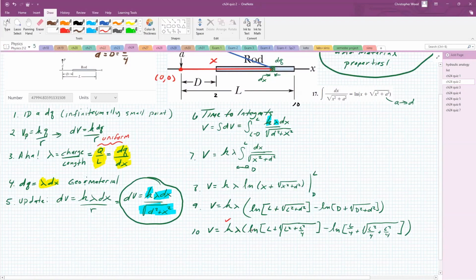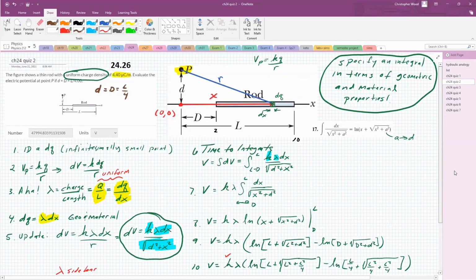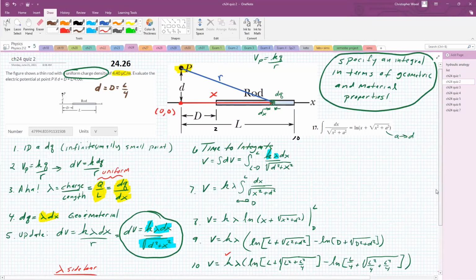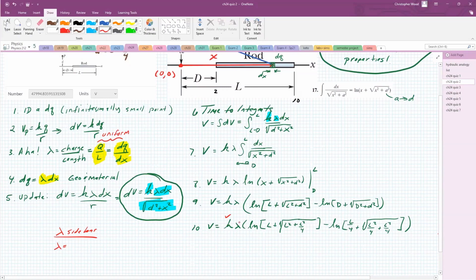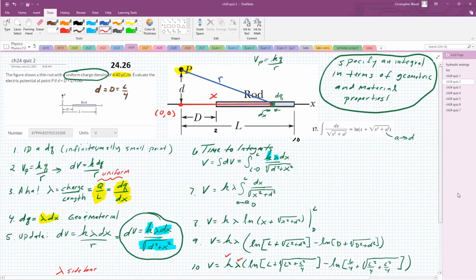Do I know the value of lambda? I do. Little lambda sidebar. Lambda is charge per length. And because this is uniformly charged, lambda is charge... Unless, did they give us lambda? They did. So I don't even need a sidebar. I know lambda, it's 4.4 times 10 to the minus 6 coulombs per meter. So I do know K, I do know lambda. Do I know L? I don't know L.